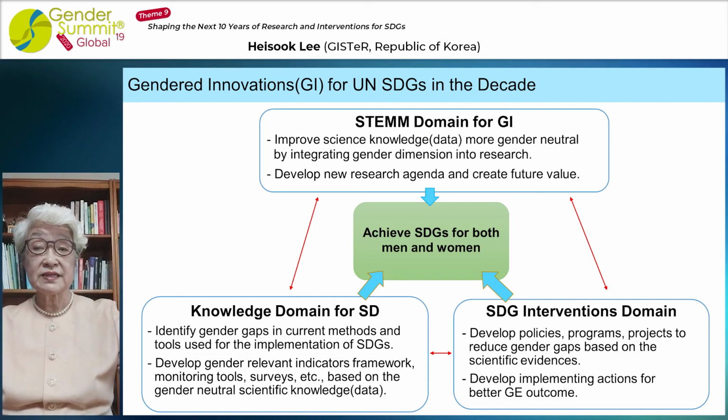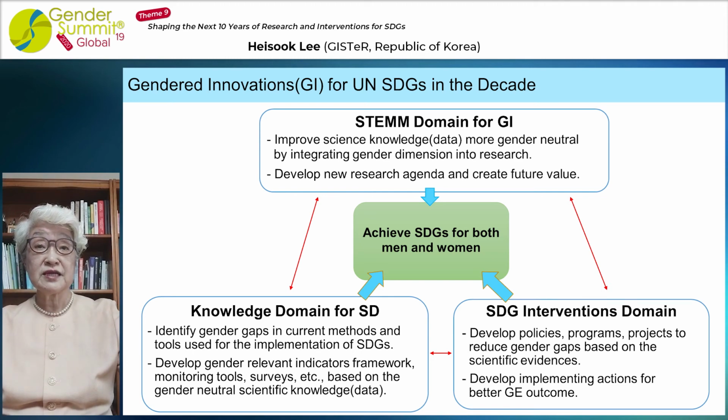For better progress towards gender equality, the science domain, the knowledge domain for sustainable development, and the SDG interventions domain should connect closely, for the three domains to learn and influence each other to play a better role in the achievement of SDGs. The science domain for gendered innovations can make science knowledge more gender neutral by integrating gender dimensions into research and developing a new research agenda.